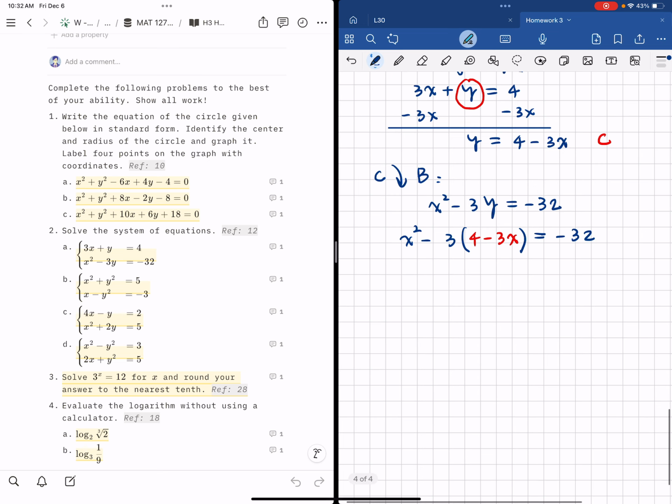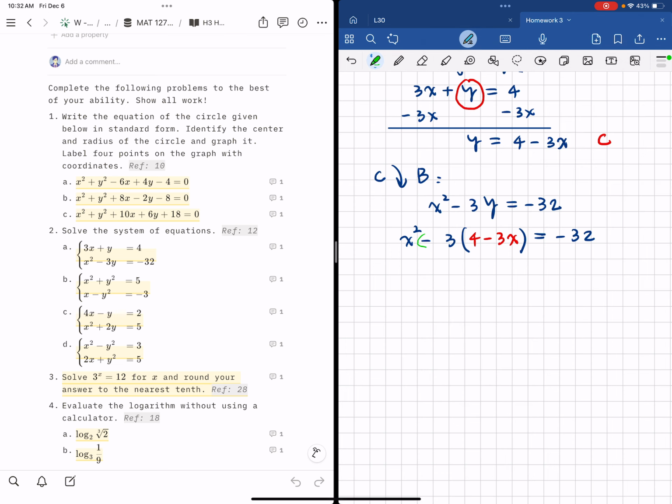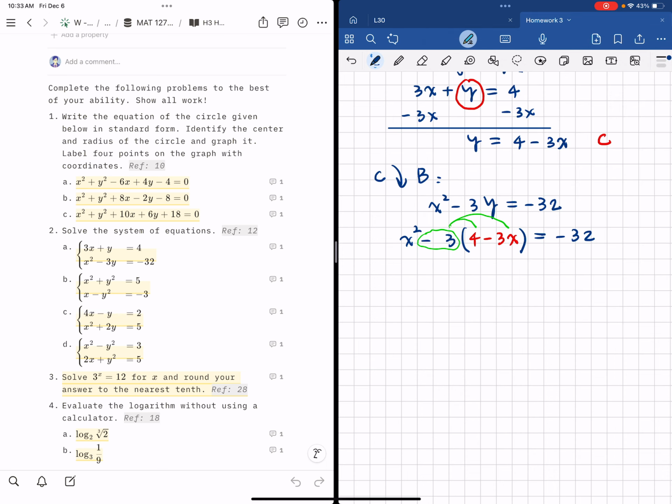All right, and then we're going to distribute right here. Let's use color. So I'm going to distribute this negative 3 into the parentheses. Let's write down the result. So I have x squared minus 12, right? And then plus 9x equals negative 32. And then, since it's a quadratic equation, it's probably better if I move everything to the left-hand side. So plus 32 on both sides.